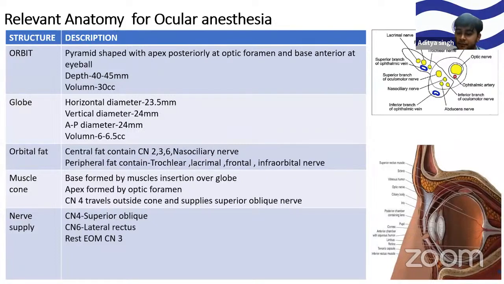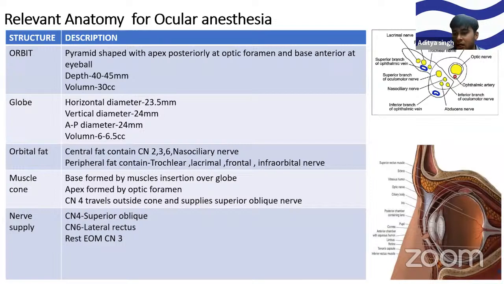These things are coming. So how will you give the blocks? What are the techniques you use? Yes, ma'am. In this patient, we give the peribulbar block. The peribulbar block is an akinetic block in which we are giving the drug into the extraconal compartment.